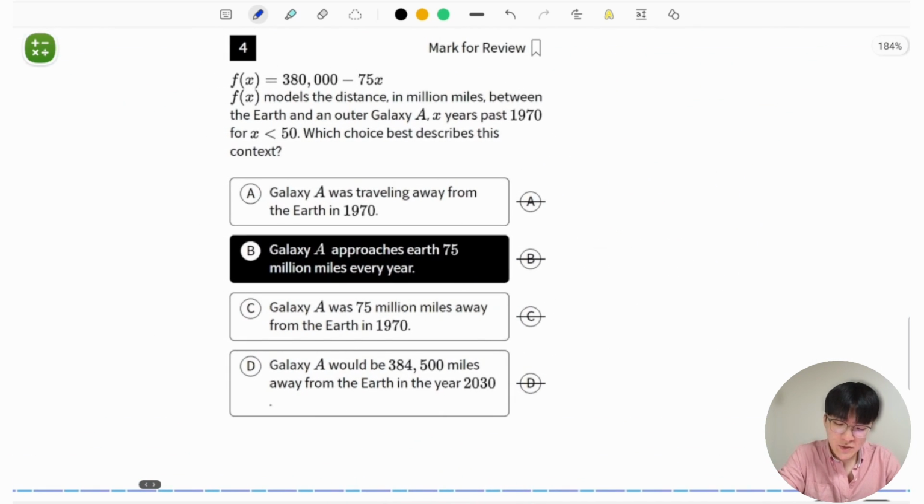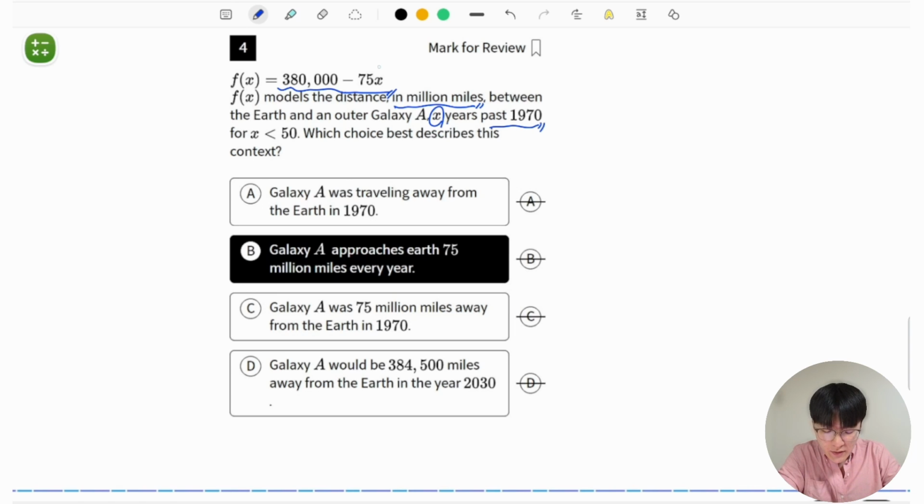Question 4. f(x) = 380,000 - 75x. f(x) models the distance in million miles between the Earth and an outer galaxy A, x years past 1970, for when x is smaller than 50. Which choice best describes this context? So if we take a look over here, 380,000 - 75x, and this is million miles, and what are we looking at? Years past 1970. So x is years.